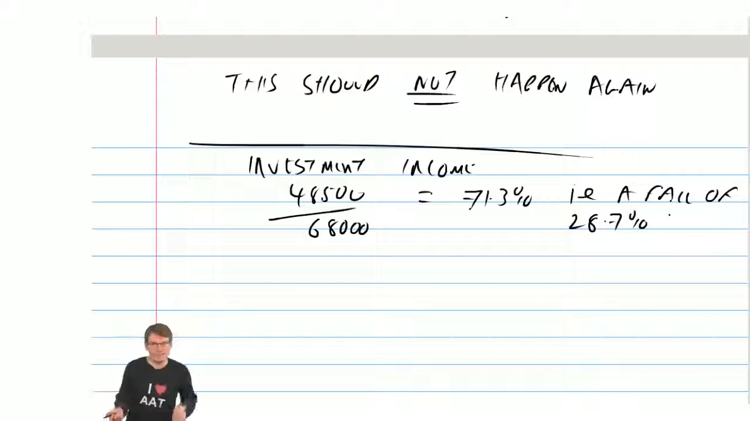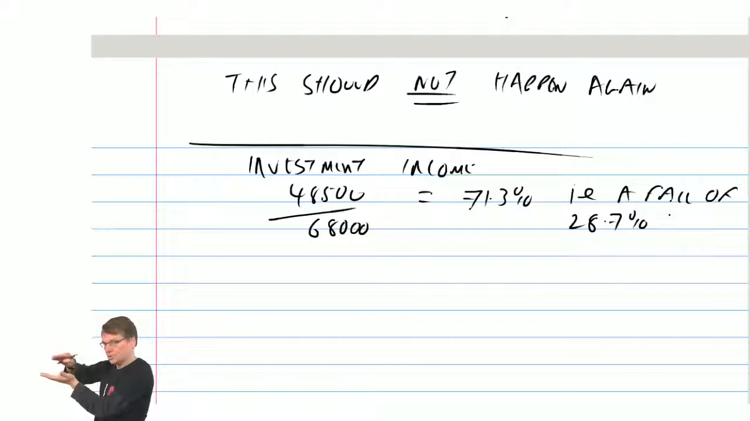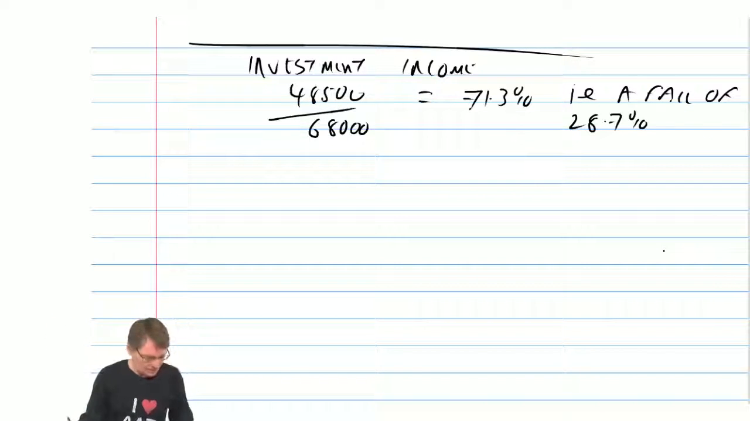That needs investigating because it's bigger than 12%. Remember, 12% is their cut-off. If it's below 12, they don't investigate it. If it's over 12, they do. So we've got a fall of 28.7%. Now, why might that have happened?